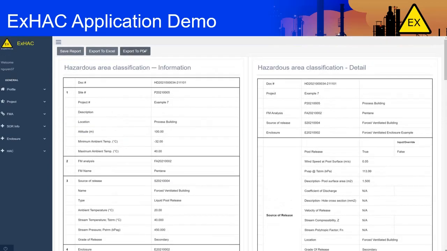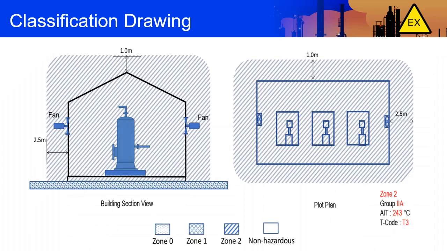You can then use this information to create a classification diagram that can be used by third parties to specify and install equipment. Now, let's use the classification extents generated by ExHAC to convey the classification design by applying it to a plot plan and cross-sectional area drawing. Once we define the group and auto-ignition temperature, our assessment is complete. We can incorporate our diagram into the overall classification design for our facility.